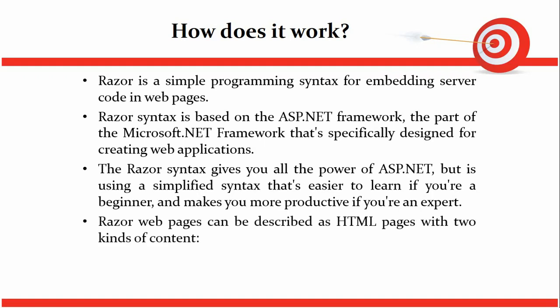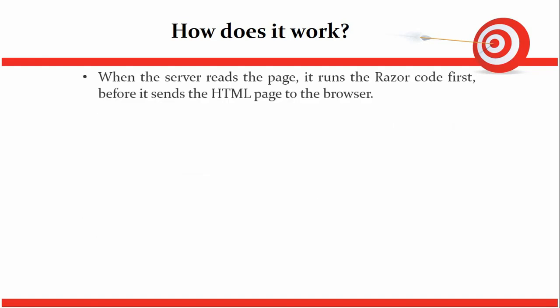Okay, it can be described as HTML pages with two types of content: HTML content and Razor code. Please note, whenever they use the word Razor, do not think that's a new language. Rather, the language is still C# only. Razor code is whatever is engulfed inside that @ curly bracket or @ inline expression. All right, that's all. And when the server reads this page, it runs the Razor code first, not HTML. Please note, when this code goes to the server, it first parses or reads all the C# code, in other words, Razor code, before it sends the HTML page to the browser.